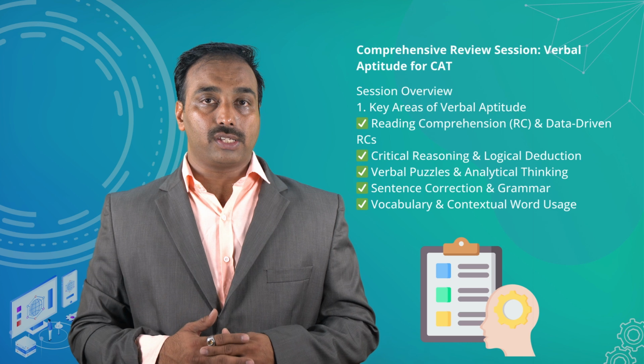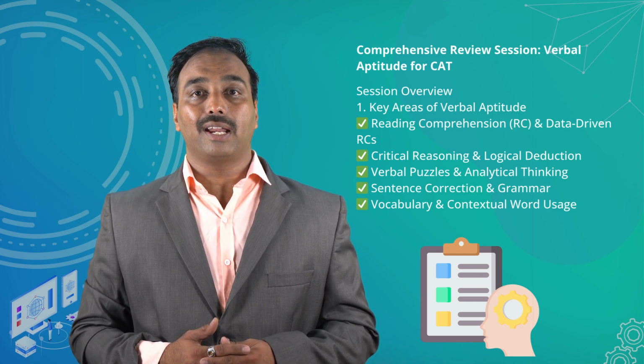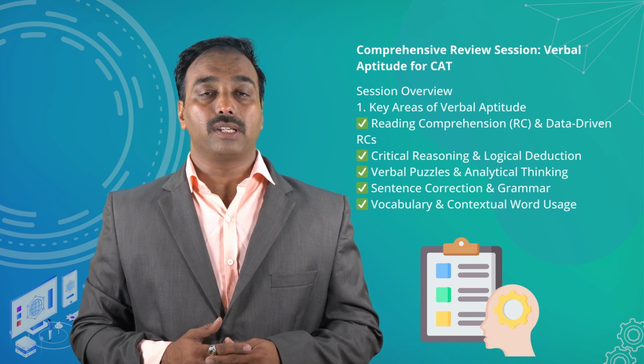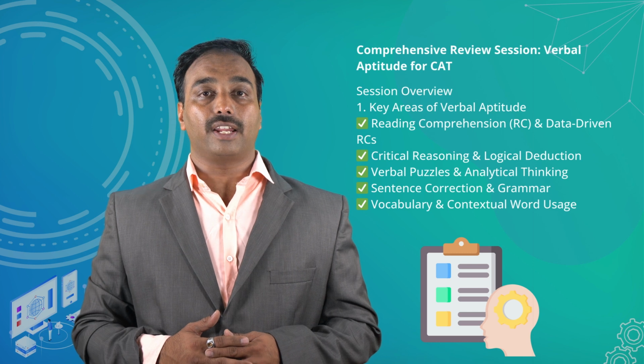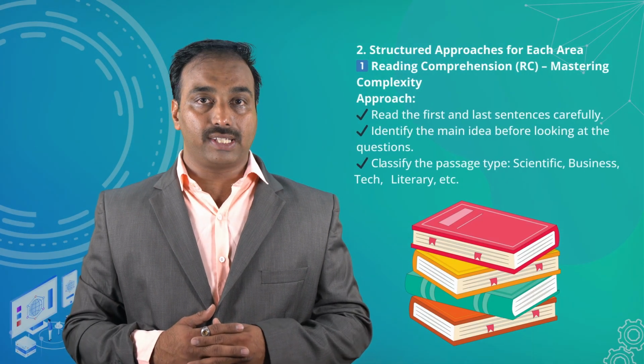So the overview of the session is key areas of verbal aptitude, that is, reading comprehension and data-driven RCs, critical reasoning and logical deduction, verbal puzzles and analytical thinking, sentence correction and grammar, vocabulary and contextual word usage. Now let us go through the structured approaches for each of these areas.